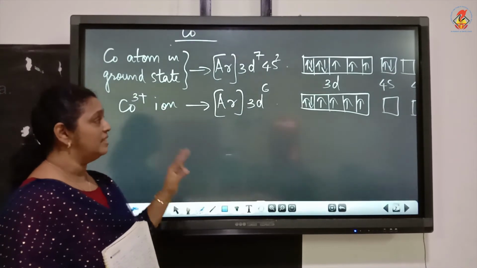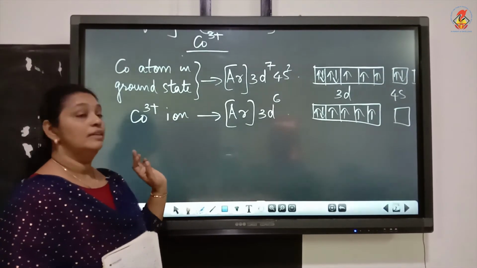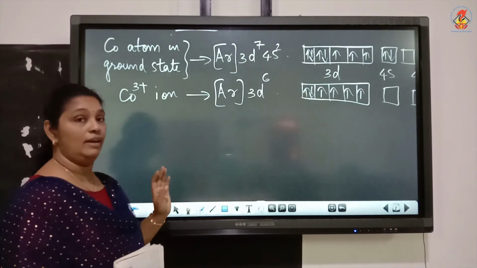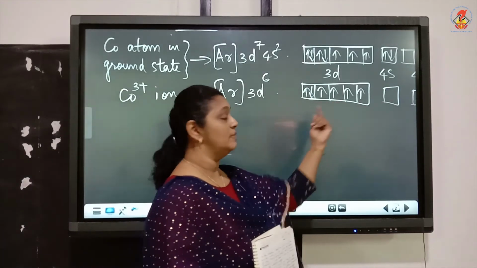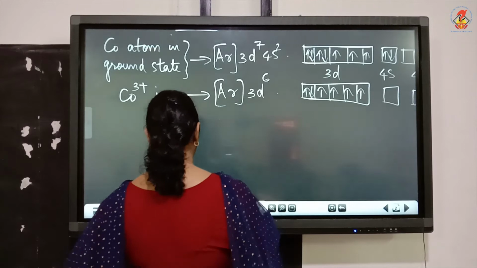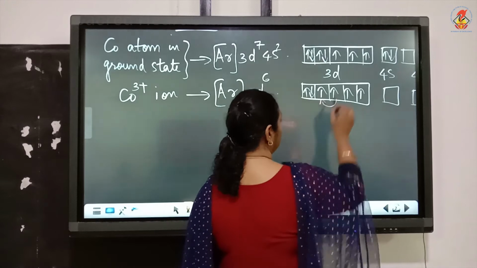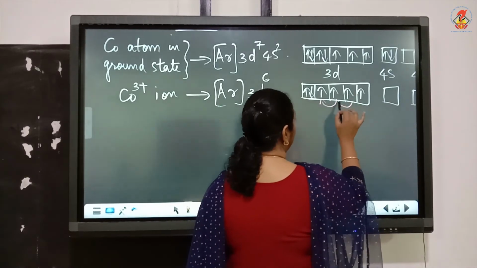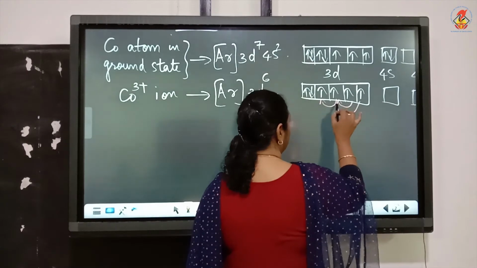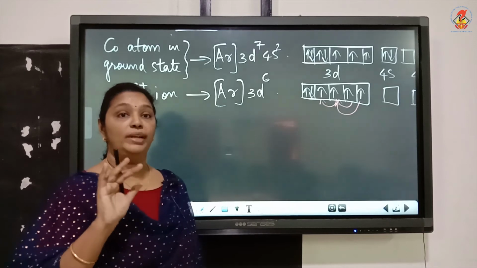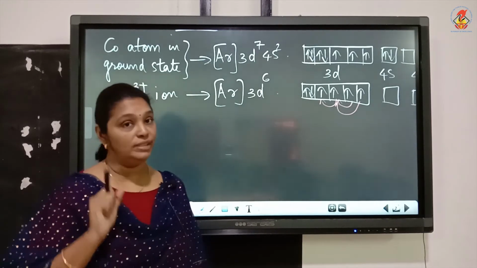Now the third step is to check the ligand. Our ligand is ammonia. So ammonia being a strong ligand, what will happen? Pairing of electrons takes place in the d orbital. How is that pairing taking place in the d orbital? This electron will jump to this position. So this orbital is free. Now this will jump to this position and this electron also will jump to this position, leaving 2 vacant d orbitals. So next step, you have to write that ammonia being a strong ligand, pairing of electrons takes place.